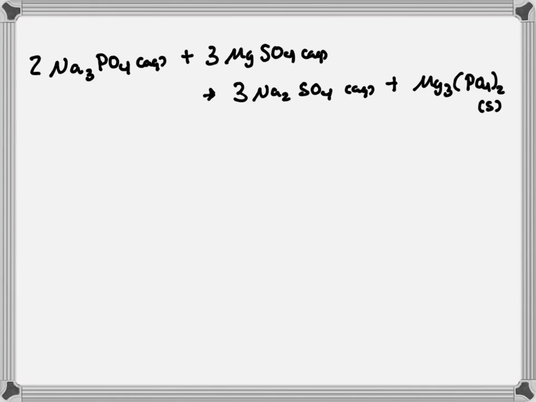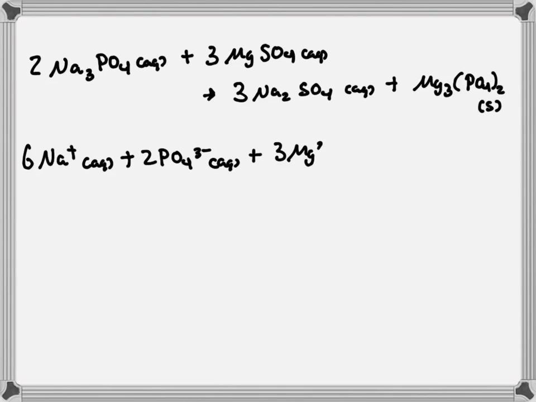Now let's take a look at our total ionic equation. So I have 3 sodiums in my formula and a coefficient of 2, so I have a total of 6 sodium ions, 2 phosphate ions, 3 magnesium ions, 2 sulfate ions. So there's my reactant side.